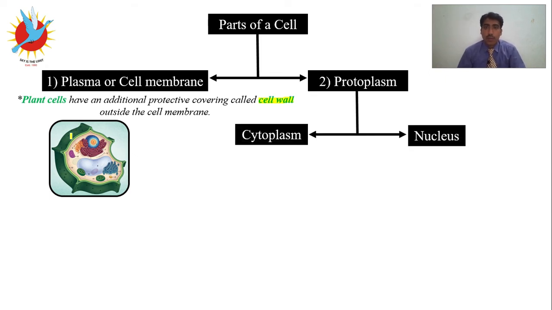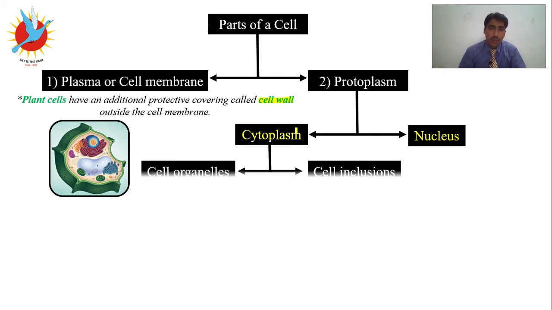Next, protoplasm. Protoplasm can be further categorized as cytoplasm and nucleus. We have already discussed protoplasm. Protoplasm is the living content. Nucleus and cytoplasm altogether are known as protoplasm. Okay. So what is present inside the cytoplasm? Inside the cytoplasm, some cell organelles are present, and cell inclusions are present. We will discuss each of them one by one.